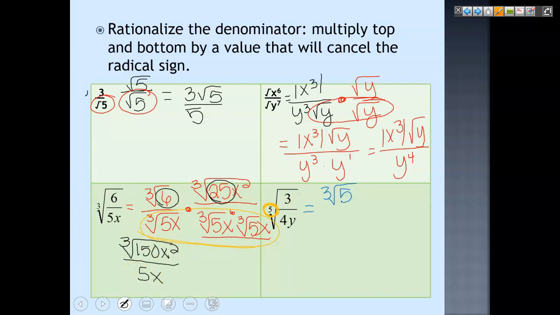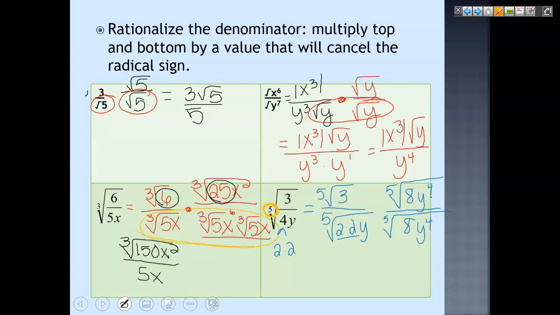So you have cube root 5, cube root 3 on top. We're going to treat the 4 like 2 2s. So we're going to multiply top and bottom by 3 more 2s, which is 2 times 2 times 2, or 8. And 4 more y's. Eight times three is 24. If you are coming with fours instead of twos, your number will be 768.